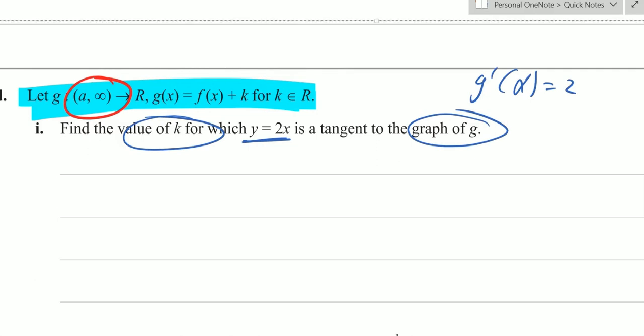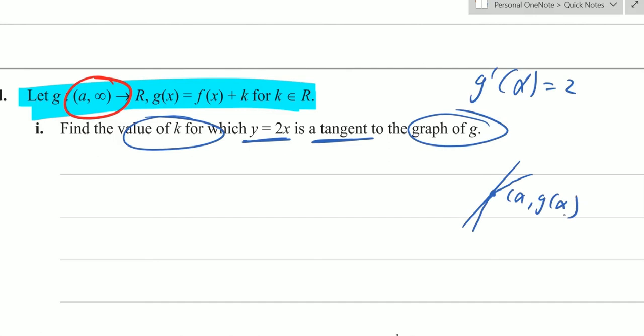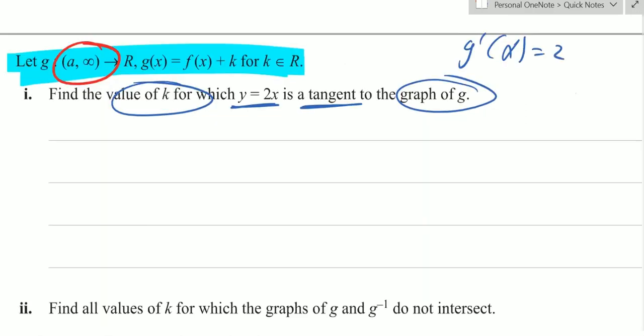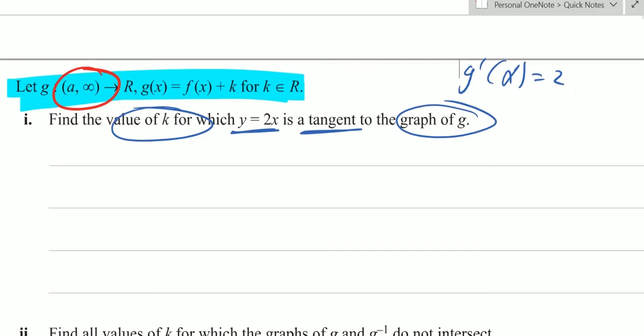So the other thing we know is that at a tangent, not only is the gradient equal, but it actually touches the graph. So there's a point here where both the point on the tangent and the graph are equal. And at the point of g alpha, we do include k in that equation. So that's the other piece of information that we need to see. But first, we have to find out what point that is.